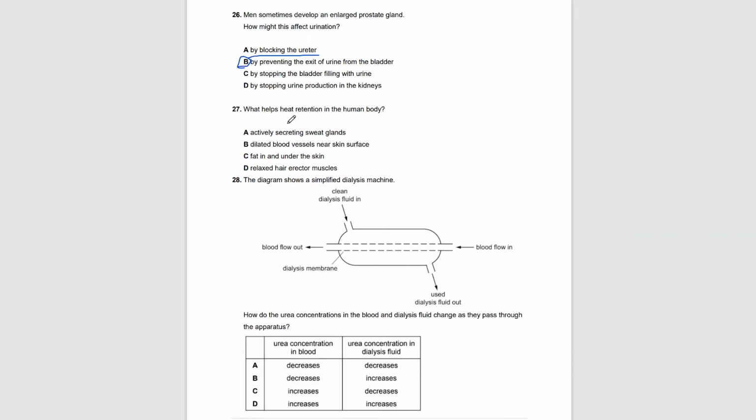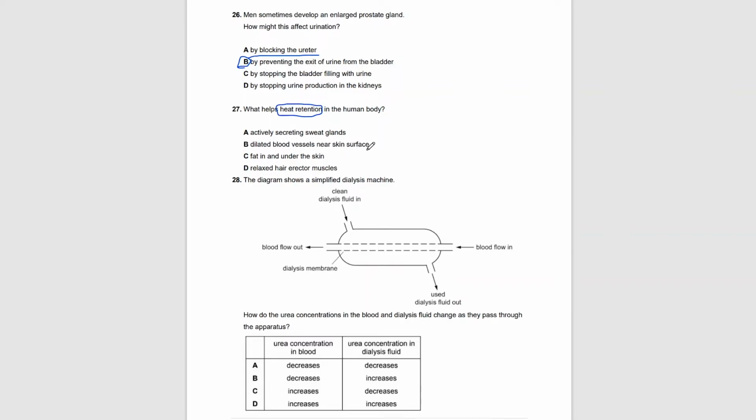Question 27. What helps heat retention in the human body? Heat retention is the conserving of heat or preserving more heat. Actively secreting sweat glands. So when sweat glands are active and secrete more sweat, the body loses more heat. Heat is not retained.